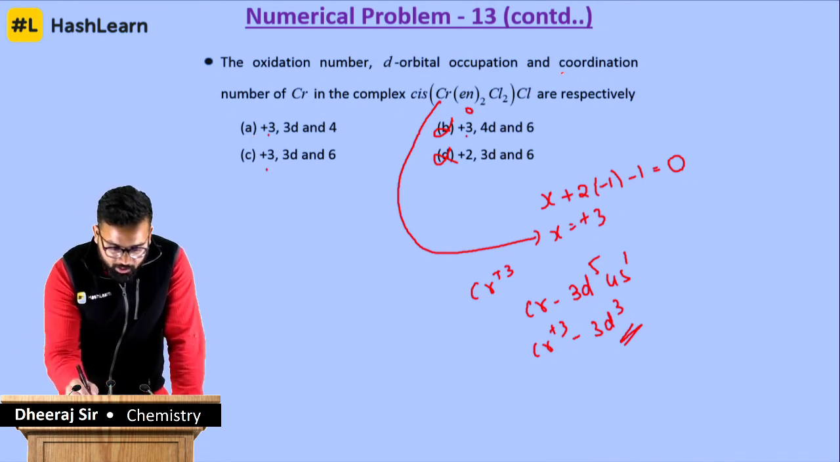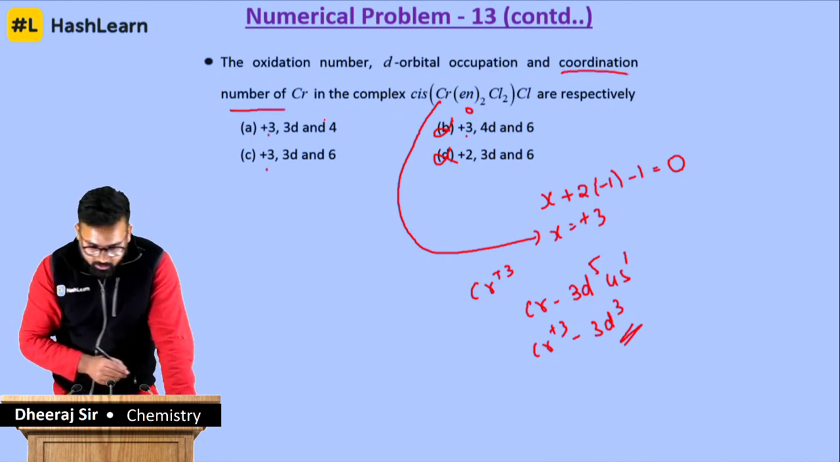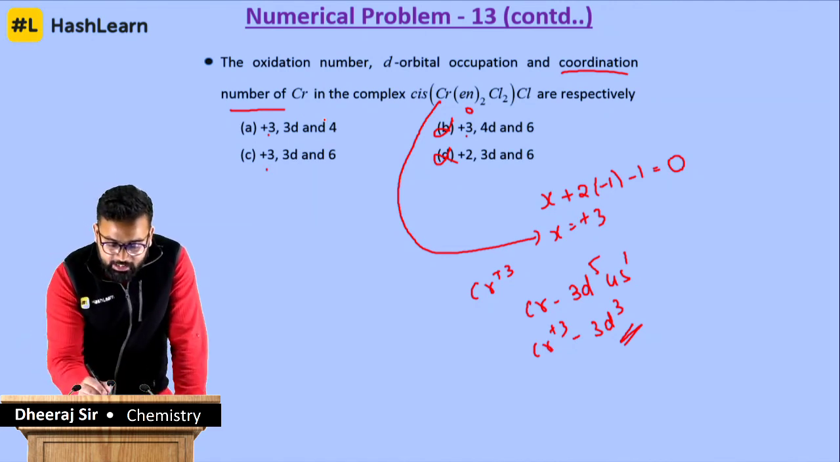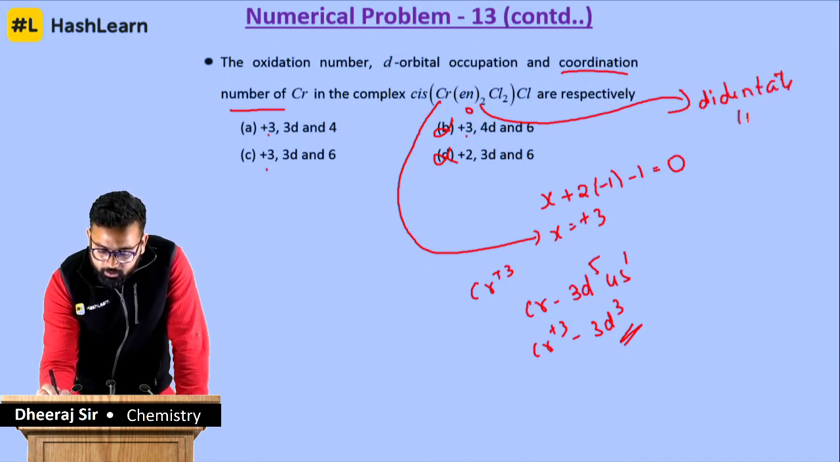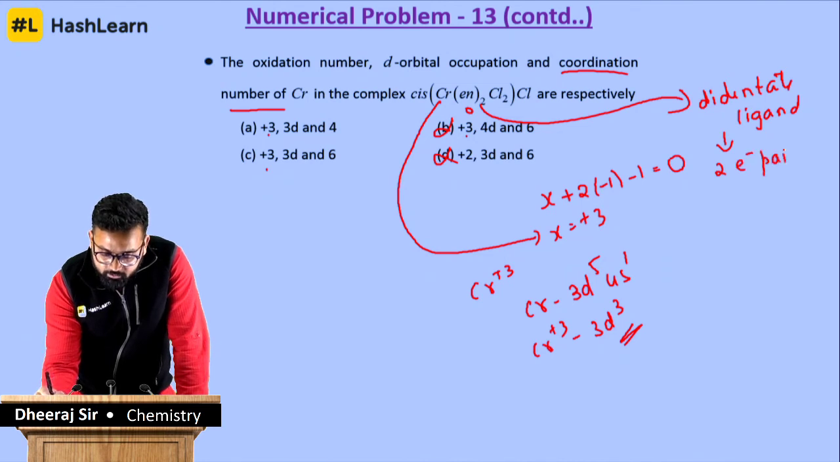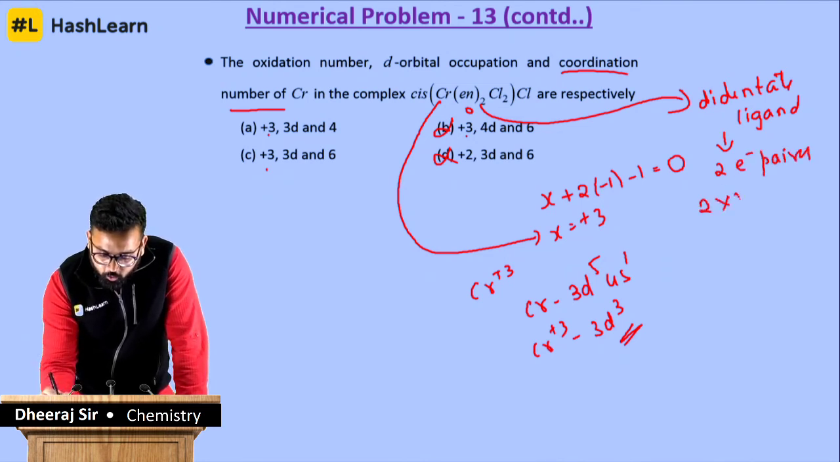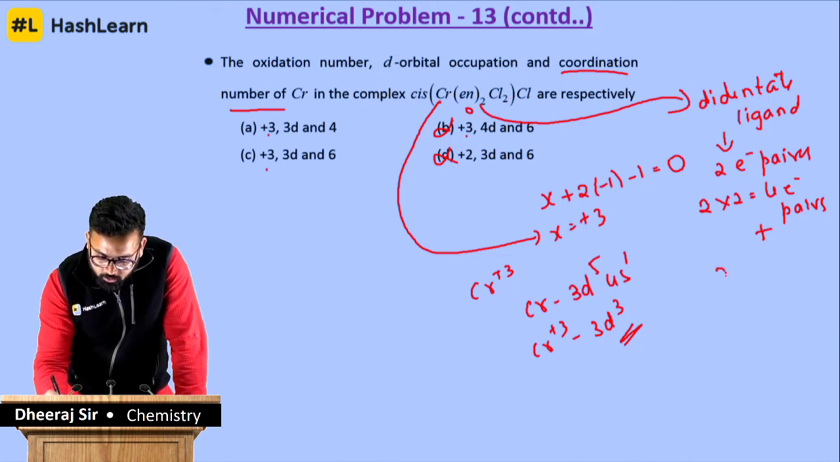Next is the coordination number of chromium. Coordination number of chromium depends on the denticity. You need to understand that ethylene diamine is a didentate ligand. That is, it is giving 2 donor atoms, 2 electron pairs. So 2 into 2, 4 electron pairs, plus chlorine. There are 2 chlorines, so 2 into 1 electron pair. So that is again 2 electron pairs.